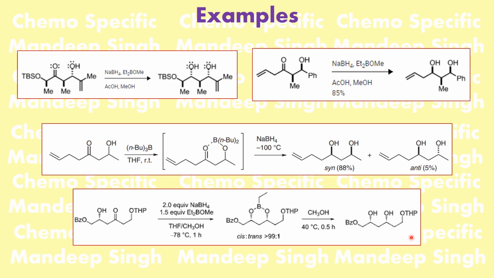I hope this video was useful for you guys, and in the next video we are going to talk about the methods using which we can subject beta hydroxy ketones to diastereoselective reduction to give you the 1,3 anti. Here we talked about the syn, there we are going to talk about the anti diol.